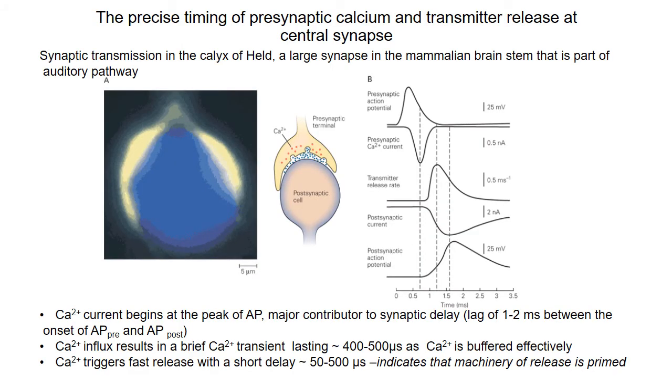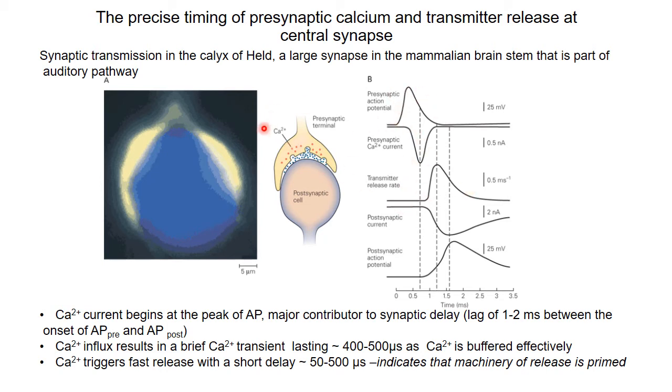The precise timing of presynaptic calcium was also shown at central synapses. In the central nervous system it is harder to measure because presynaptic and postsynaptic terminals are small, and many presynaptic terminals contact a neuron. But there is a specific synapse called the calyx of Held. This is the presynaptic neuron terminal, and this is the postsynaptic cell. It is a large synapse in the mammalian brainstem, playing a role in the auditory pathway, and there they were able to precisely time the events during chemical transmission.